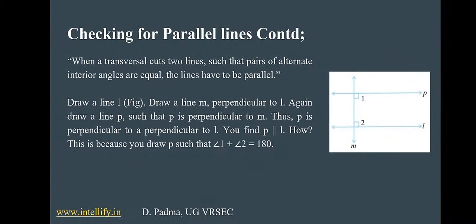And next, let's see in the diagram. First we have to draw a line L and draw a line M, and M has to be perpendicular to line L. After that we draw another line P such that P is also perpendicular to M, and thus P is perpendicular to L. It means M is perpendicular to both P and L. How do you find P parallel to L? This is because you draw P such that angle 1 plus angle 2 equals 180. It means these are supplementary angles.